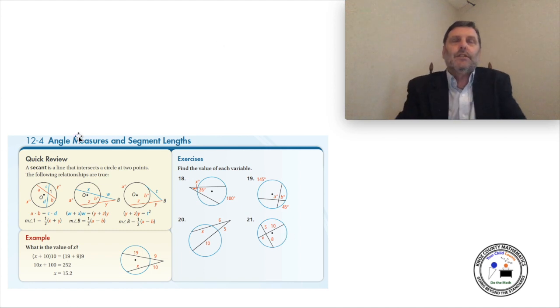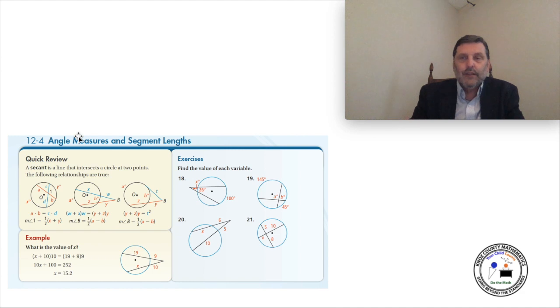Folks, I wish you luck on this. Use your answer key. Use your various resources on the Knox County School website to help you out. We have many resources that can help you out, and I wish you good luck with this last section of geometry.